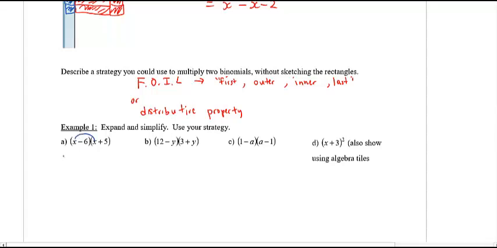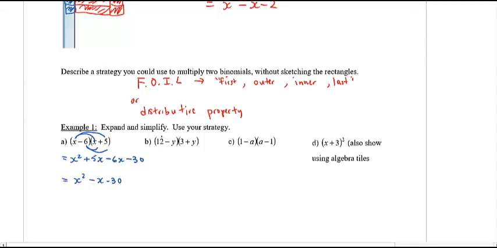I like this, x times x, that's x squared, x times 5, 5x. Negative 6 times x, negative 6x, and negative 6 times 5, negative 30. Then just simplify by combining those middle terms together, and there you have it. Done. Okay. Doesn't matter if it's an x in front or a number in front, same strategy, right?